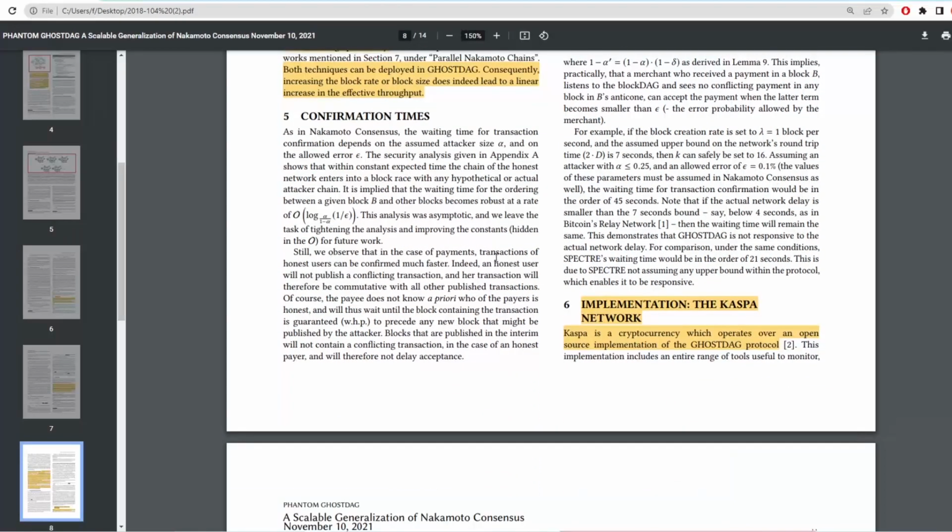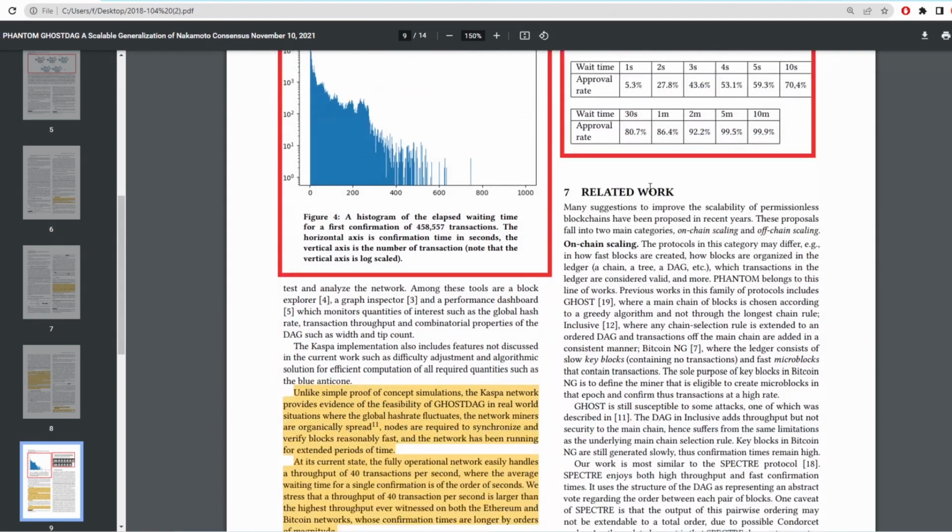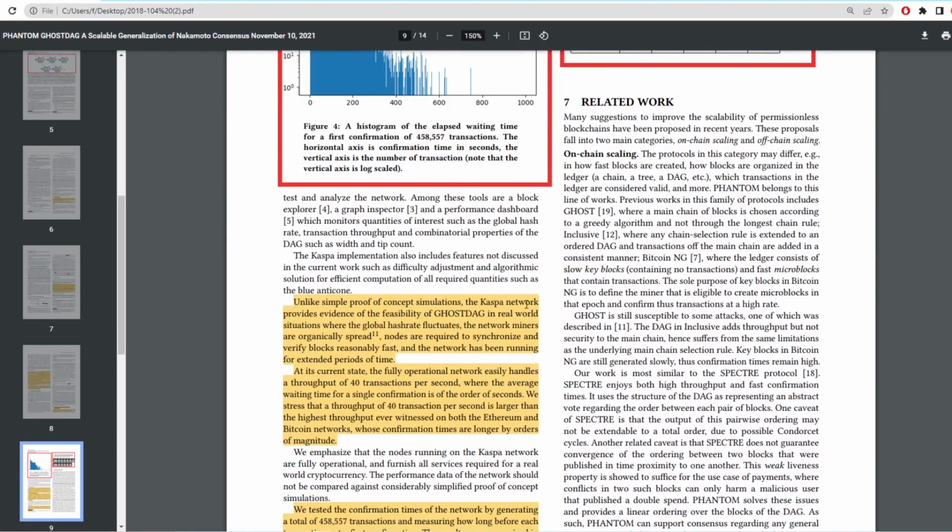Now the last bit I've highlighted is the implementation of GhostDAG into Kaspa Coin, and it covers how Kaspa Coin has proved that GhostDAG can work in a real-world implementation. Here it says, unlike simple proof-of-concept simulations, the Kaspa Coin network provides evidence of the feasibility of GhostDAG in real-world situations where the global hash rate fluctuates. The network miners are organically spread, nodes are required to synchronize and verify blocks reasonably fast, and the network has been running for extended periods of time.